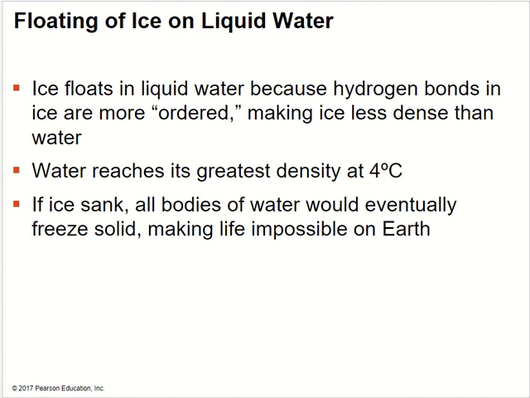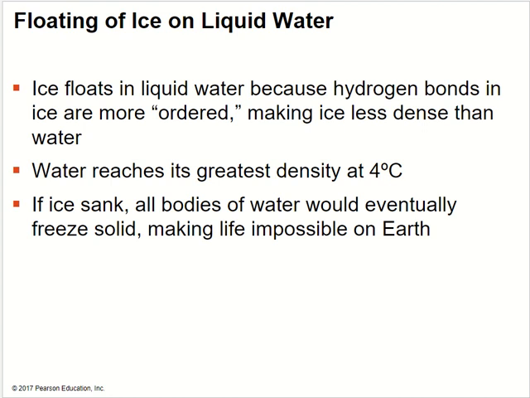Floating of ice on water. This goes into the density of water in its liquid and solid states. This is not true of most substances, but with water, its solid state, ice, is less dense than its liquid state. Therefore, ice floats. This occurs because the hydrogen bonds in ice are more ordered, making ice less dense.